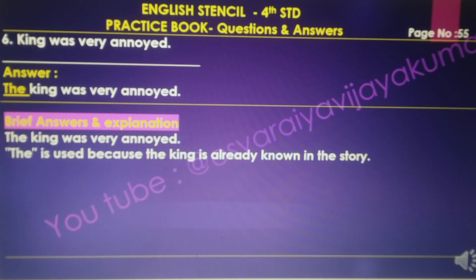And the sixth one, answer: the king was very annoyed. And a brief answer and the explanation of these questions. The king was very annoyed. The is used because the king is already known in the story.